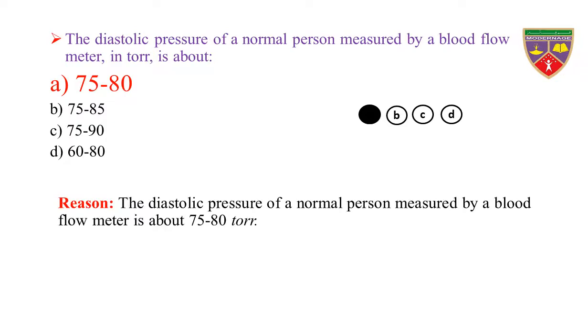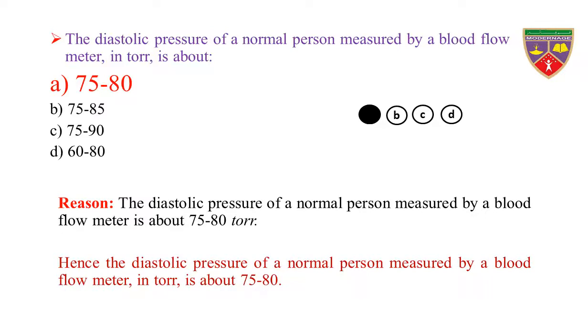Reason: the diastolic pressure of a normal person measured by a blood flow meter is about 75 to 80 torr. Hence, the diastolic pressure of a normal person measured by a blood flow meter in torr is about 75 to 80.